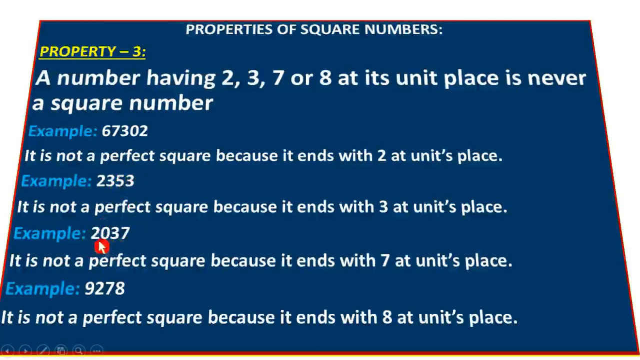Another example is 2037. It is not a perfect square number because it ends with 7 at its units place. Another example can be taken: 9278. Its units place is 8, so it is not a perfect square number.